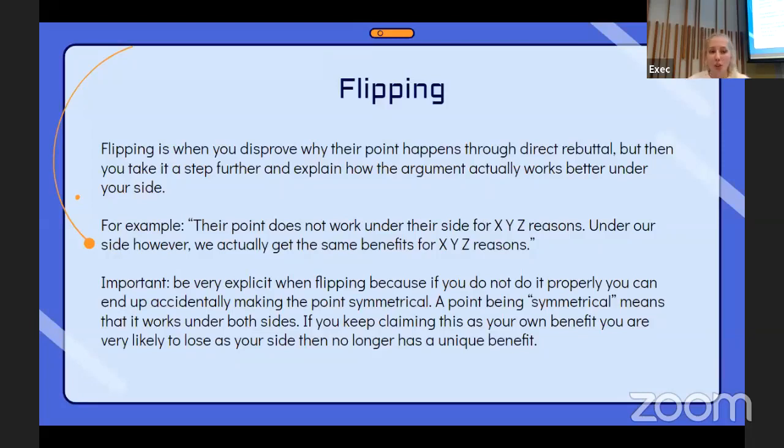You'd want to be careful there. Be very explicit when you're flipping material, because if you don't do it properly, you can end up accidentally making the point symmetrical. So accidentally just proving that both sides get the same benefit, which means that there's not really any point of difference between each team. Then the judge just has to sit there in the adjudication and go, what really, really small thing put one team ahead? And then it doesn't really result in a rewarding debate. So make sure that you aren't trying to get that kind of symmetrical reality.